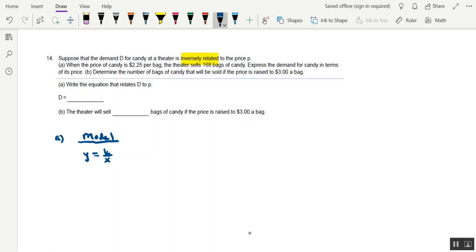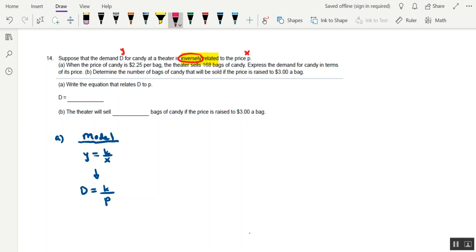Now, it does want us to use d and p instead of y and x, and let me give you a trick as to how you'll figure out which variable gets replaced by what. Whatever is to the left of this keyword inversely, in this case that variable would be d. This is what you replace y with, and whatever's to the right of the key verbiage here, in this case the variable p, that's what you're going to replace x with. So y equals k over x. Okay, y is going to get replaced with capital D, k will be left alone, but x will get replaced with lowercase p.